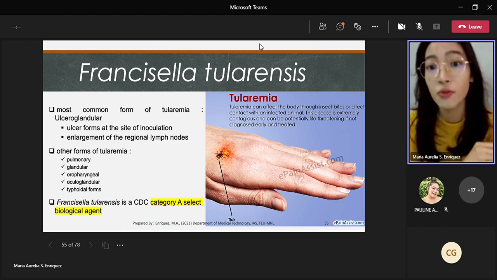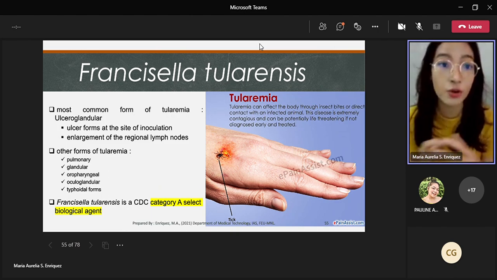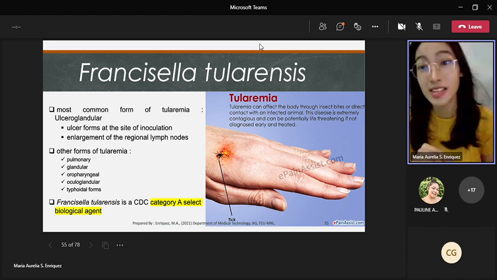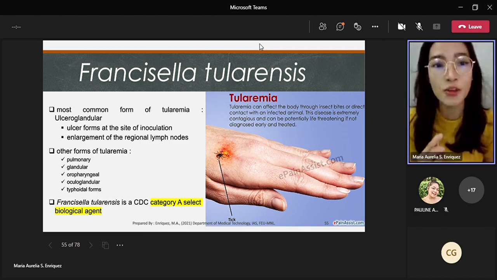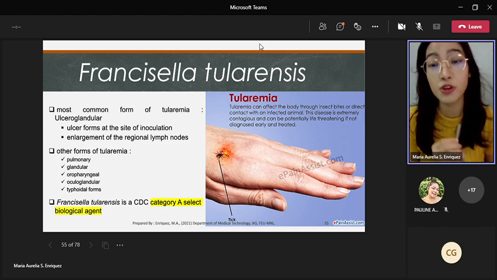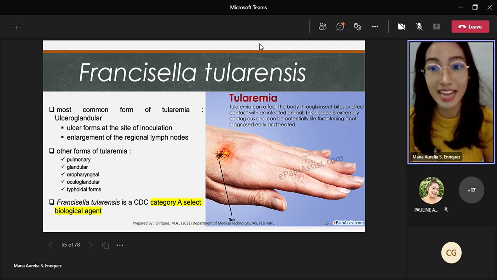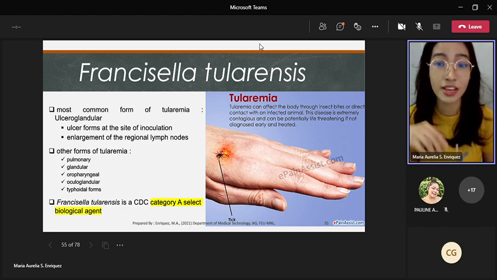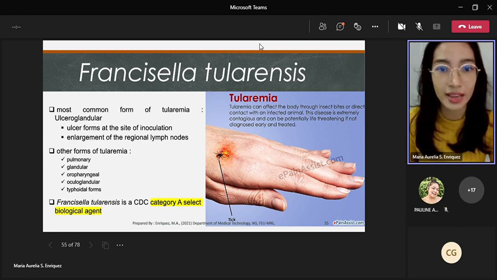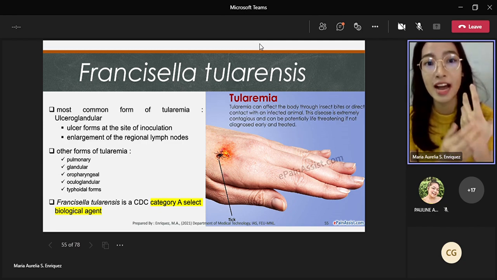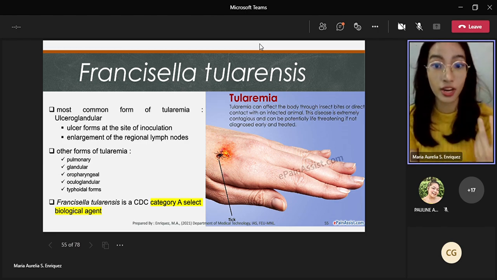Okay, so the most common form of tularemia is ulceroglandular. Like the other forms, but remember the common forms. So for tularemia, its most common form is ulceroglandular. And an ulceration would form at the inoculation site, and the lymph nodes within its proximity would become enlarged. So we can observe an ulceration, for example, where the organism was inoculated.